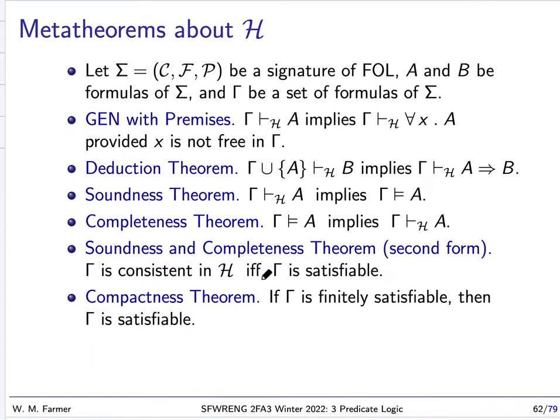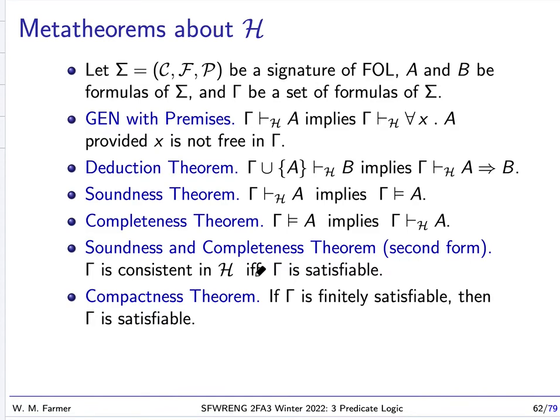So here are some meta-theorems about Hilbert-style proof systems. Meta-theorems are not the theorems we prove in the system, but they're theorems outside of the system we prove about the system. So let sigma be a signature of FOL. A and B are formulas of sigma, and gamma is a set of formulas of sigma.